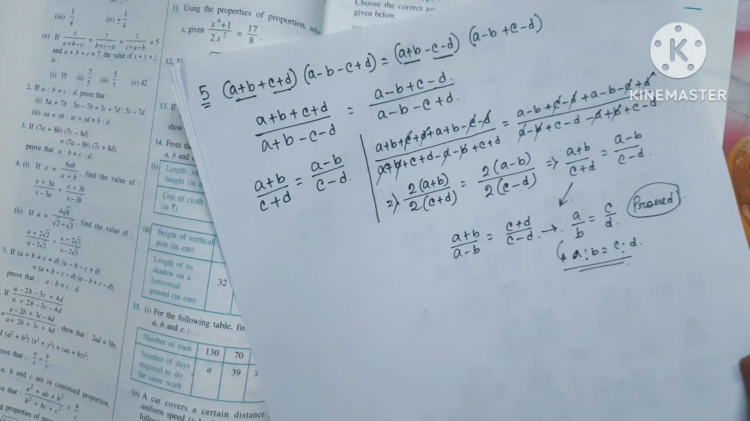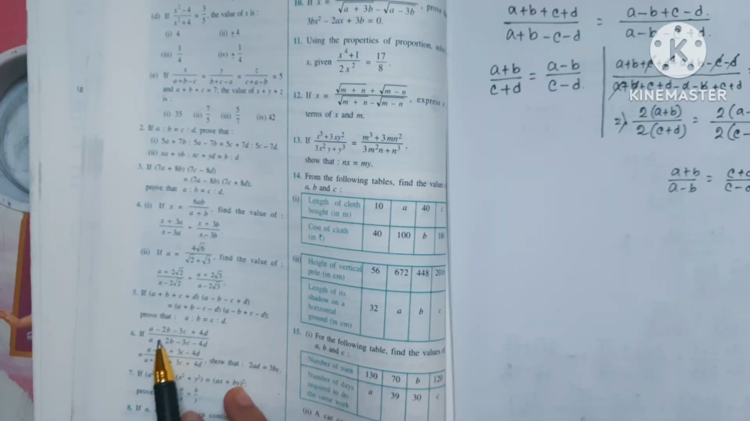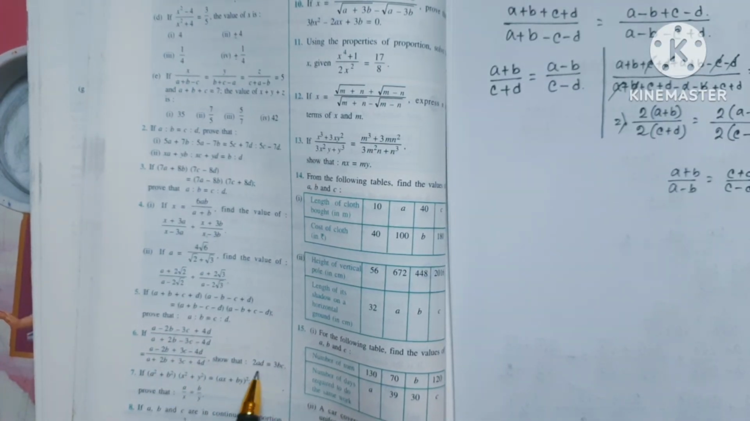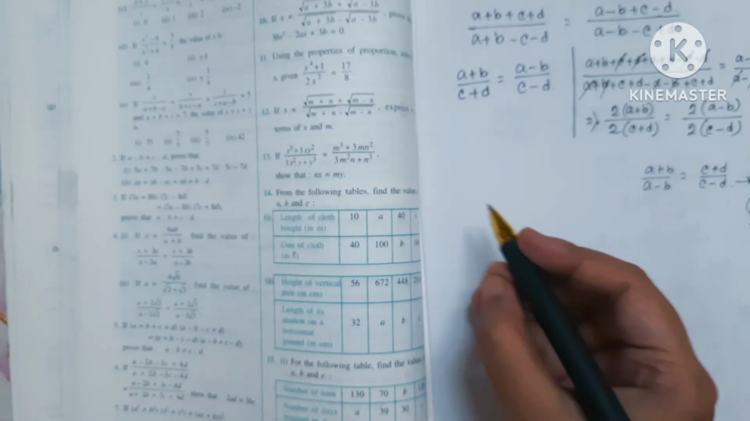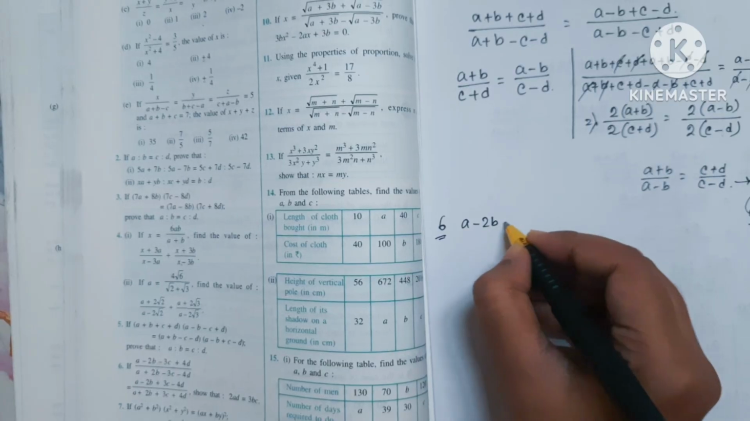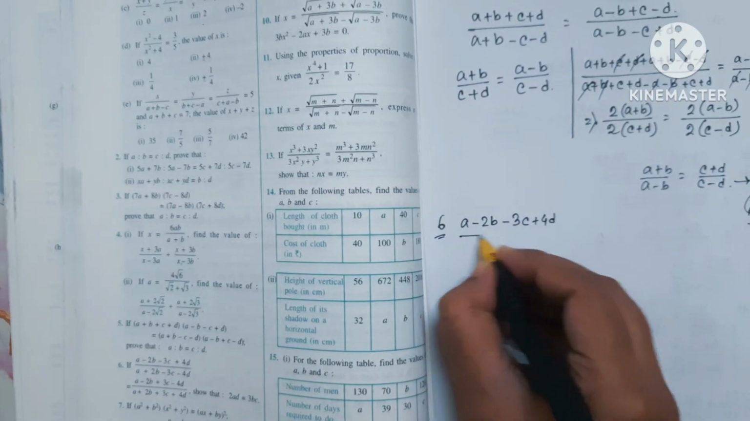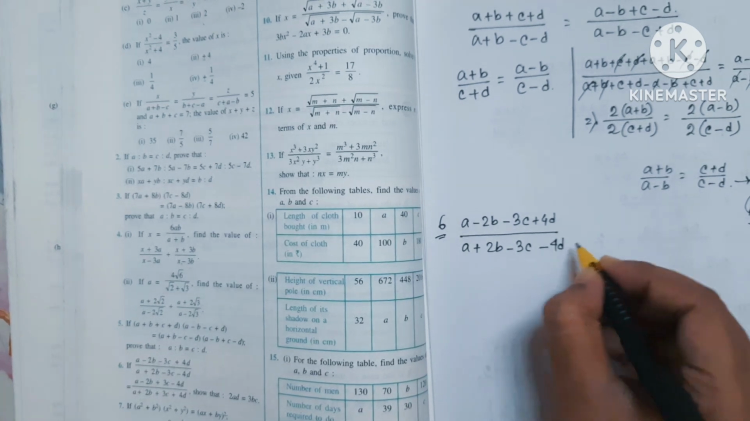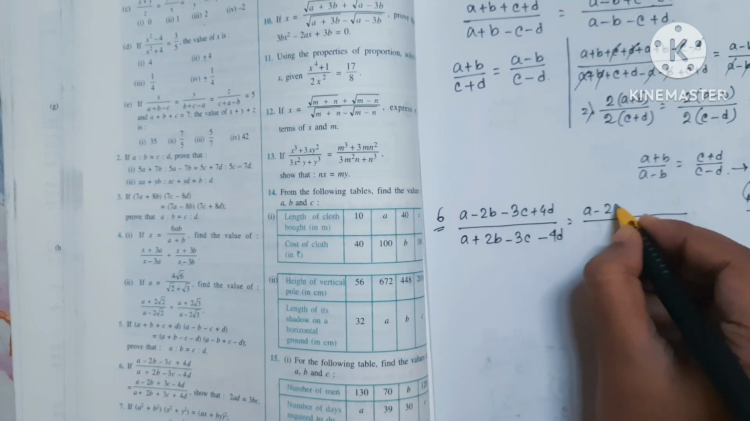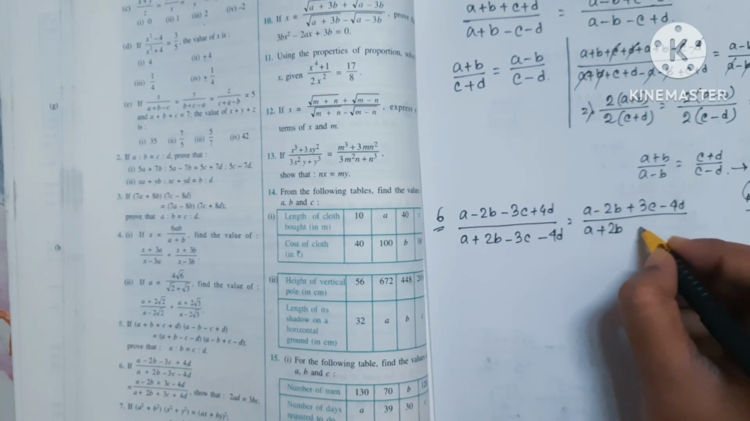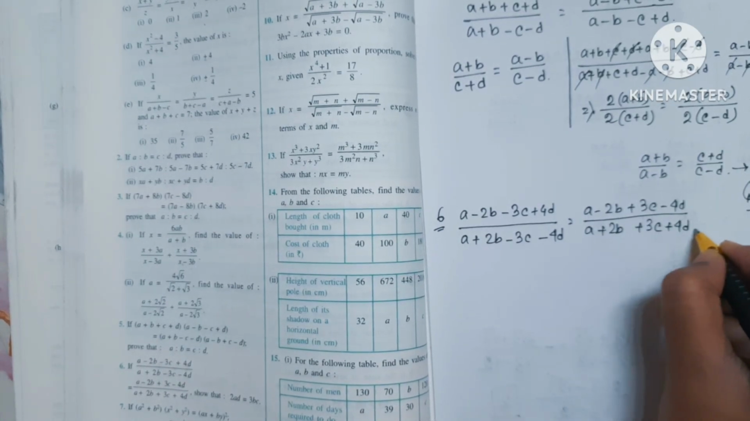Right? Now, next question. Question number 6. See the expression. If a minus 2b, this expression is equal to that expression, show that this one. Okay. Let's write it. Question number 6. A minus 2b minus 3c plus 4d by a plus 2b minus 3c minus 4d is equal to a minus 2b plus 3c minus 4d by a plus 2b plus 3c plus 4d. Okay.